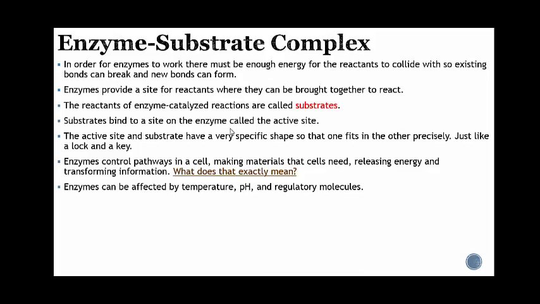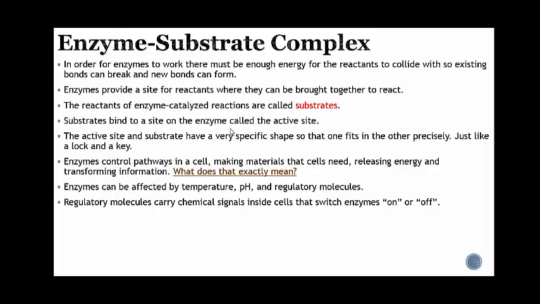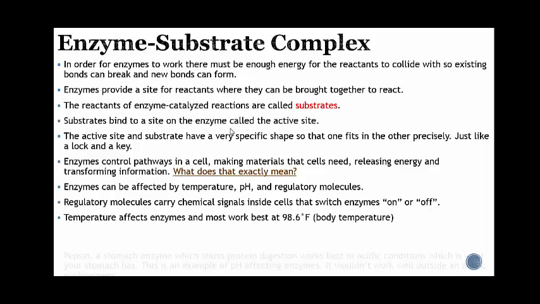So now that we know what all this means and what it looks like, we can wrap it up. Enzymes can be affected by temperature, pH, and regulatory molecules. Regulatory molecules carry chemical signals inside cells that switch enzymes on or off. That's their job. If the enzyme needs to be used, it'll turn it on. If it doesn't need to be used, the regulatory molecules will switch it off. Temperature also affects enzymes, and most enzymes work best at 98.6 degrees. Well, isn't it our lucky day, because that is our body temperature.